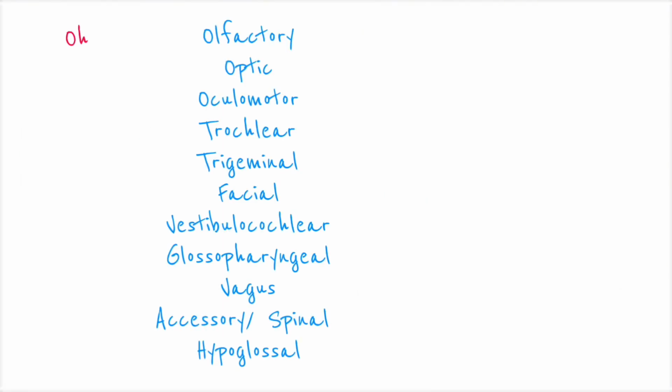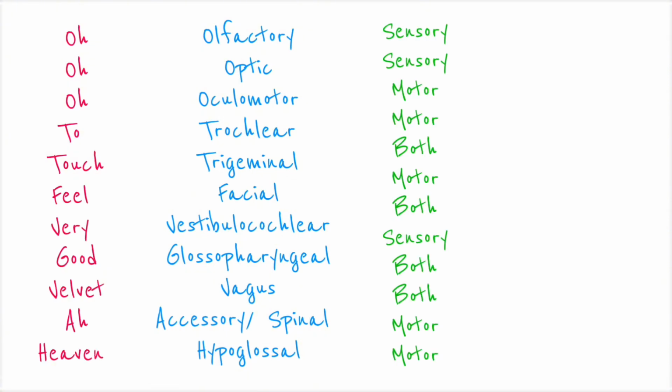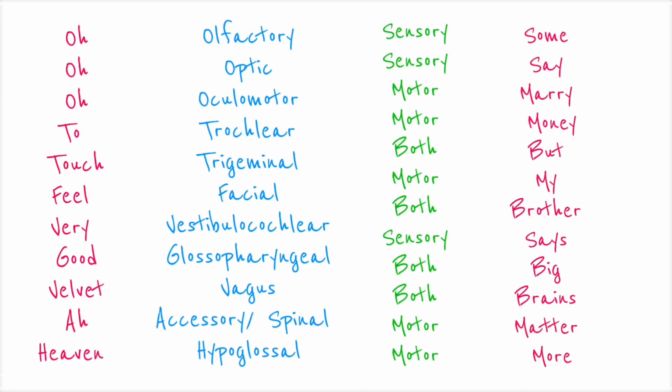In summary, we have the mnemonic: O, O, O, to touch and feel very good velvet, ah, heaven. To remember whether it's sensory, motor, or mixed, remember this mnemonic: Some say marry money, but my brother says big brains matter more.